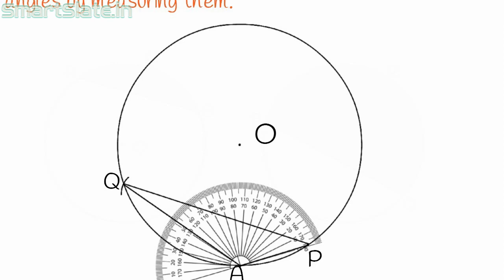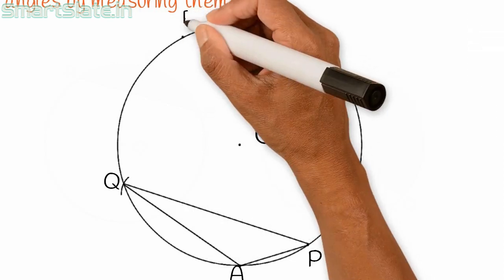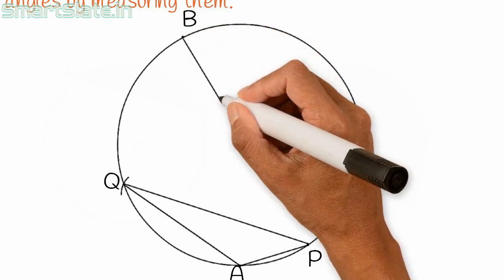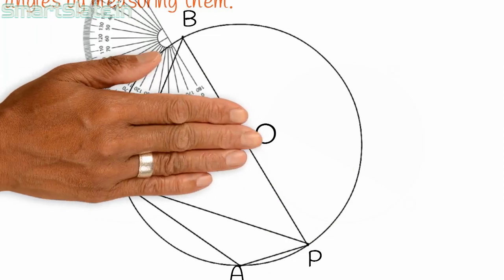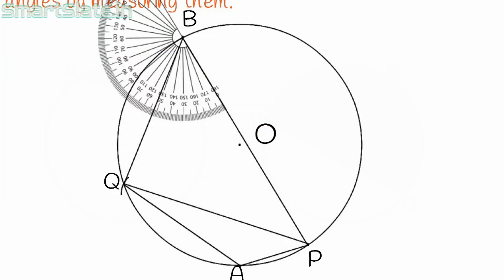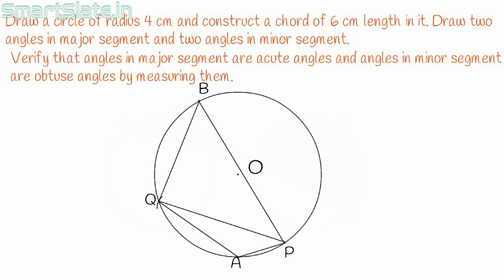Now, we will verify the property with major segment. I will mark this point as B. Connect P, B and Q and B. Measure the angle PBQ. It is below 90 degrees and hence it is acute angle. Result will be same if you choose any other point in this segment. We have verified the properties successfully. Let me solve last problem in this video.